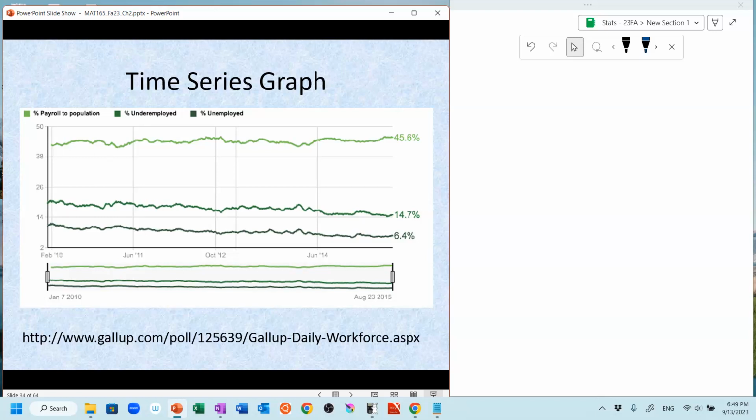Maybe they lost a job as a manager and are looking for a management job, but took what they could get for the time being, something like that. So underemployed is an idea that we don't really hear about nearly as often as unemployed. And then this idea of payroll to population, just another metric talking about the health of the job market, the economy, those kinds of things.